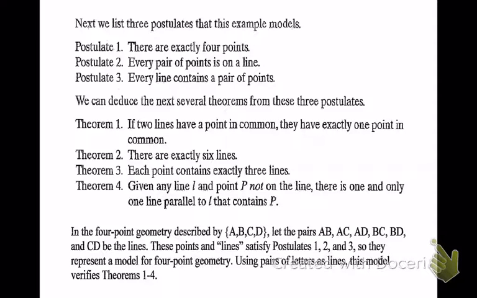Next, we list three postulates that this example models. There are exactly 4 points. Postulate 2: Every pair of points is on a line. Postulate 3: Every line contains a pair of points. We can deduce several theorems from these postulates. Theorem 1: If two lines have a common point, they have exactly 1 point in common.